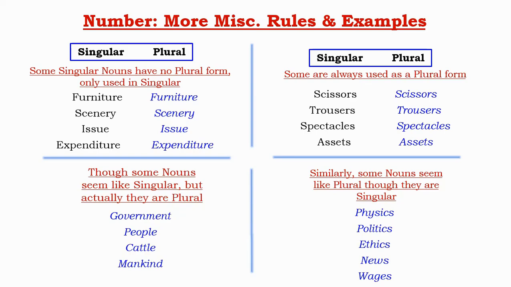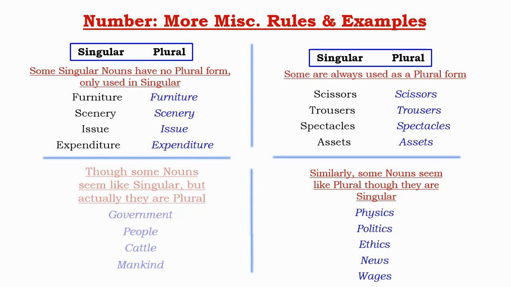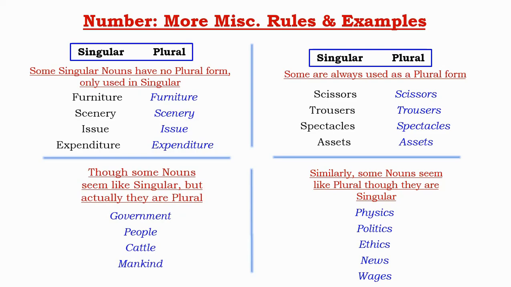Noun numbers have some more important words to be remembered, such as some singular nouns have no plural form, only used in singular, such as furniture, scenery, issue, expenditure, etc. Some are always used in plural form, such as scissors, trousers, spectacles, assets, etc. Though some nouns seem like singular, they are actually plural, such as government, people, cattle, mankind, etc. Similarly, some nouns seem like plural, though they are always singular, such as physics, politics, ethics, news, wages, etc.